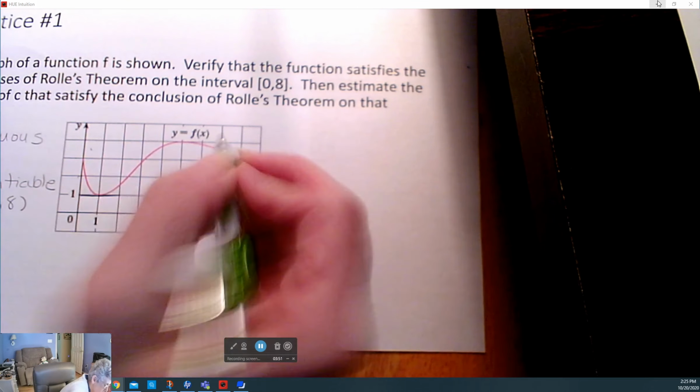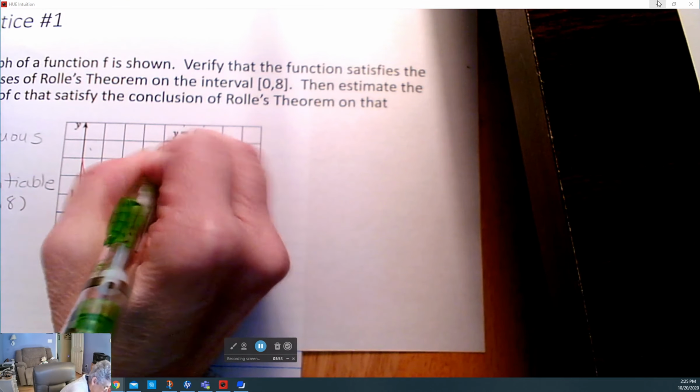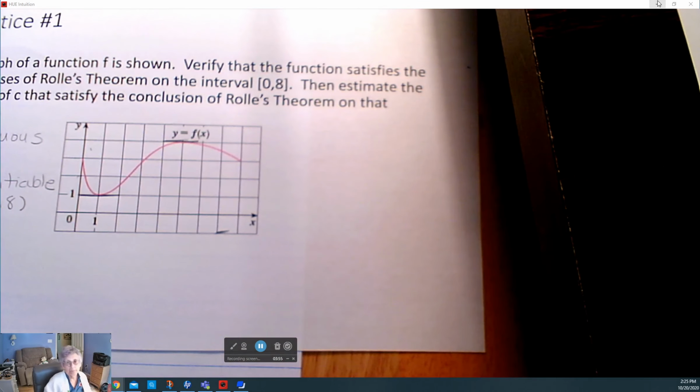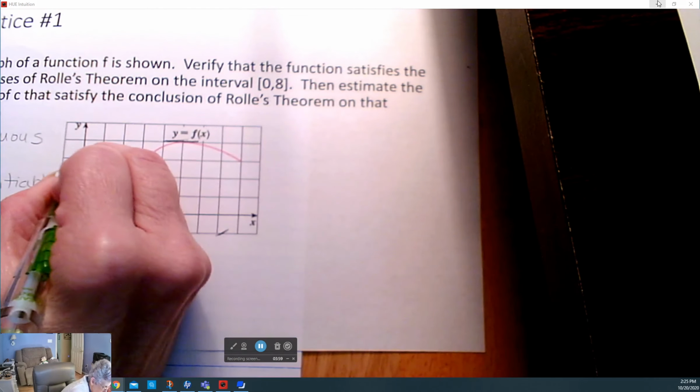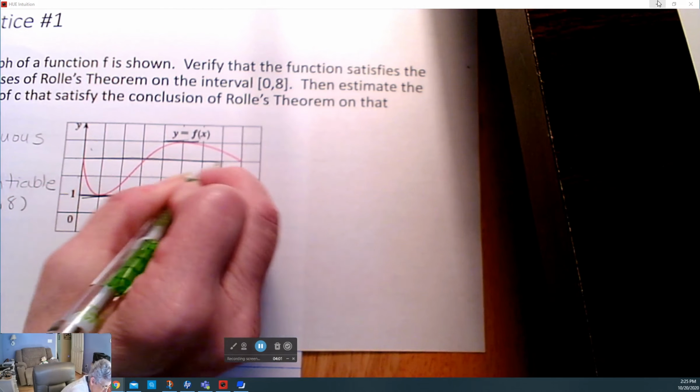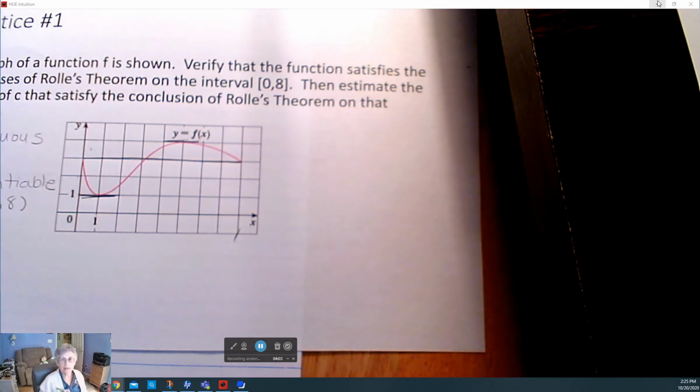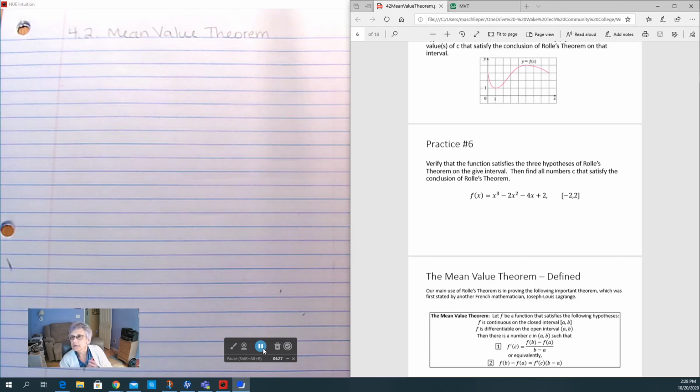And here they are. Tangent line here, and then here's the secant line that connects the dots to the end. Now for the next problem: show that the function satisfies the three hypotheses of Rolle's theorem, and then find the number c that satisfies the conclusion of Rolle's theorem.